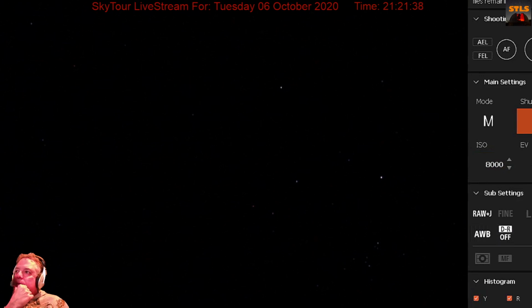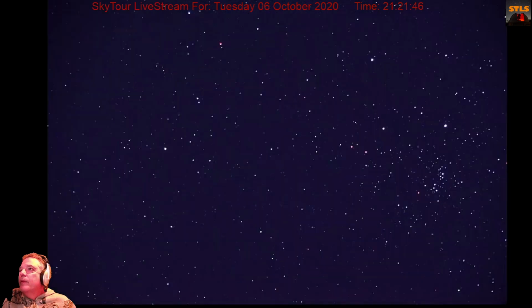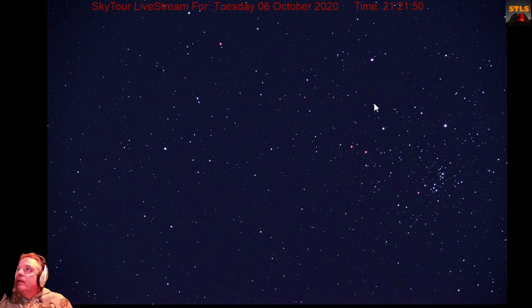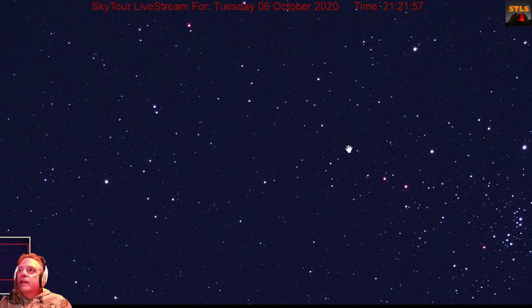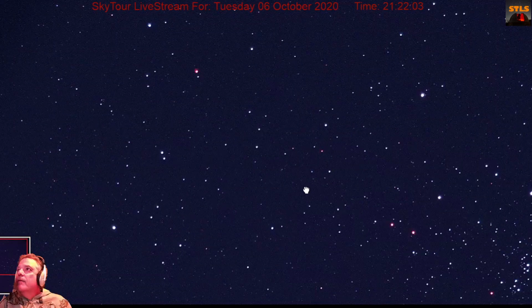Let's go back to our view here. The double cluster is an interesting cluster, okay, because when we look at it like this, you'll see that it has two stars here that are actually quite orange. And there's another one up here that's quite orange, and several others.